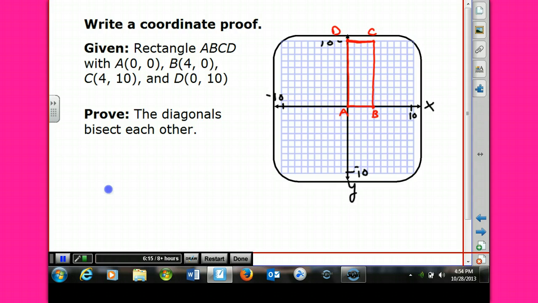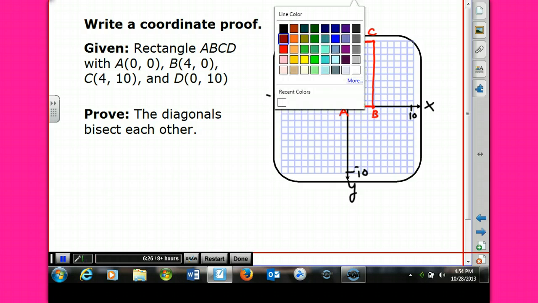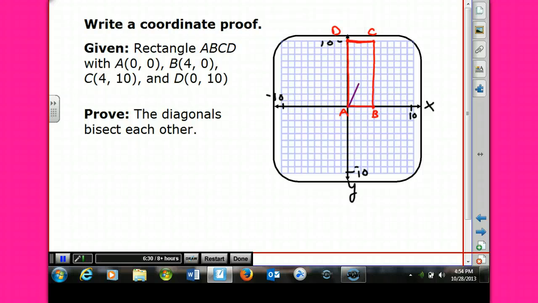Right? And we're being asked to prove that the diagonals bisect each other. So let's think about that. I'm going to grab a line, a segment. Let me get a different color. How about purple? I'm going to draw in the diagonals. There's one, right? And here is the second diagonal, hopefully. Something like that, right? So we're trying to prove that those diagonals bisect each other.